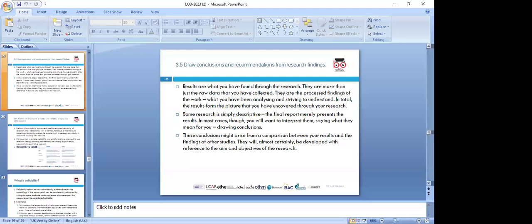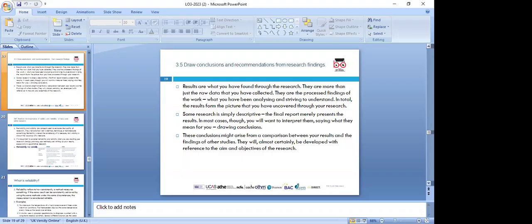Results are what you have found through the research. They are more than just raw data that you have collected. They are processed findings of work, what you have been analyzing and striving to understand. In total, the results form the picture you have uncovered through your research. Research may be descriptive. In other words, the final report merely presents the results.